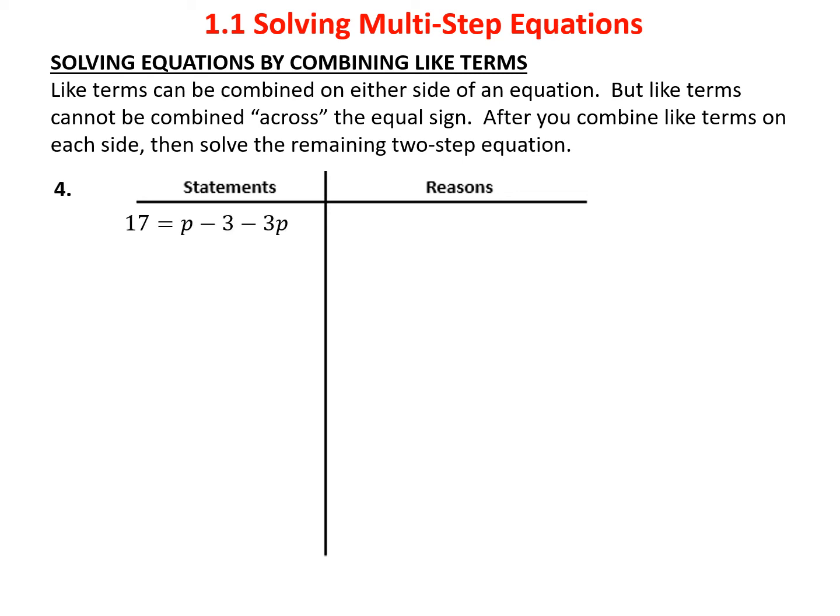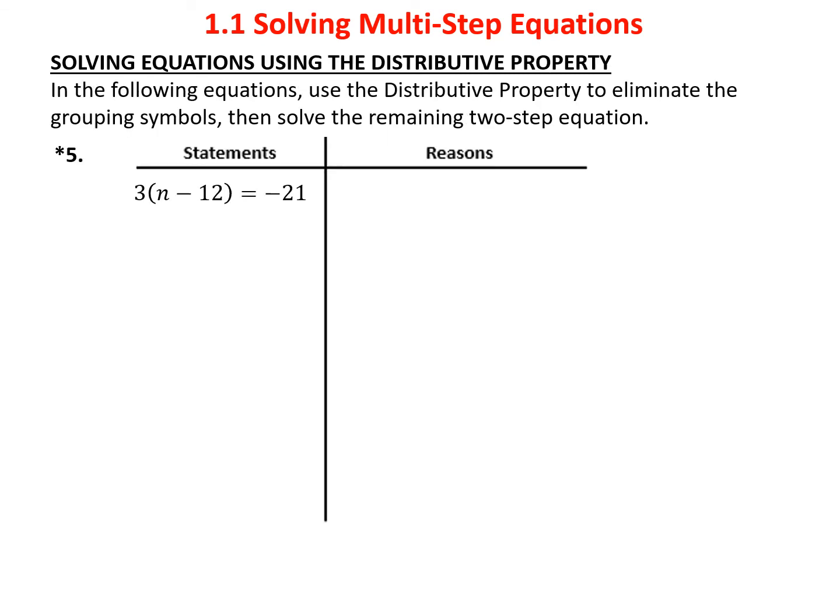The process again: combine the like terms on the right side this time. Then you have a two-step equation that you can solve by undoing the addition or subtraction, followed by undoing the multiplication or division. The second half of lesson 1.1 is solving equations using the distributive property.